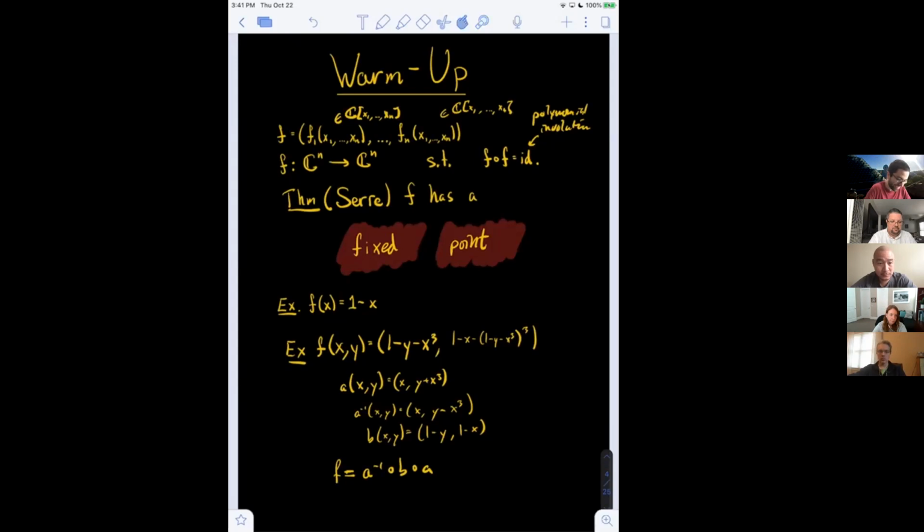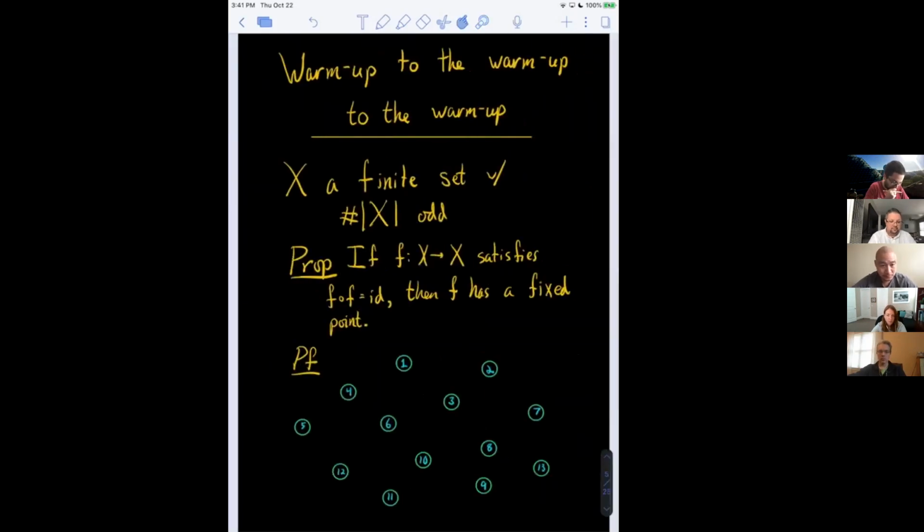Okay, so let's start with a warm up to the warm up to the warm up. So here this is the key lemma to prove the theorem we just proved. So suppose you have a finite set and it has an odd number of elements. Okay, so here I've drawn for you a set with 13 elements, labeled 1 through 13.